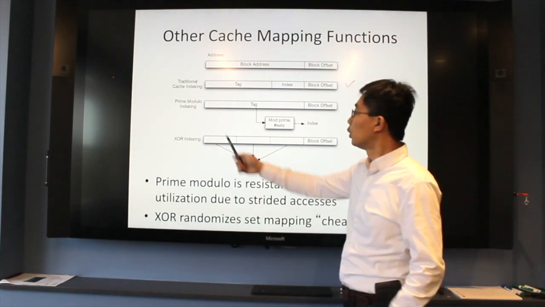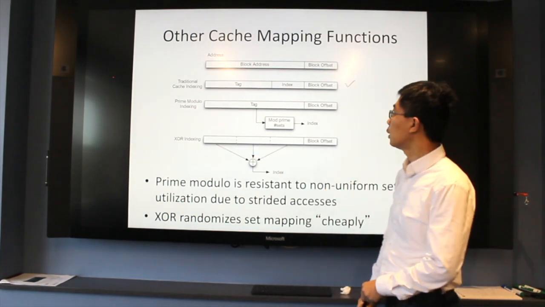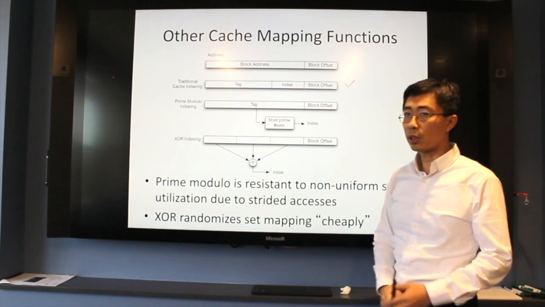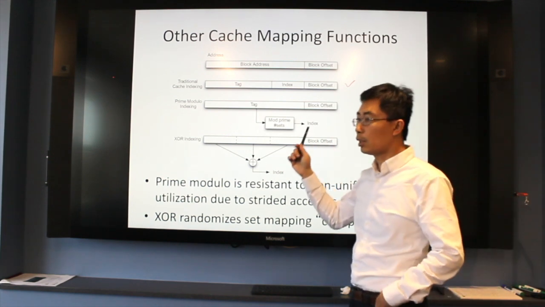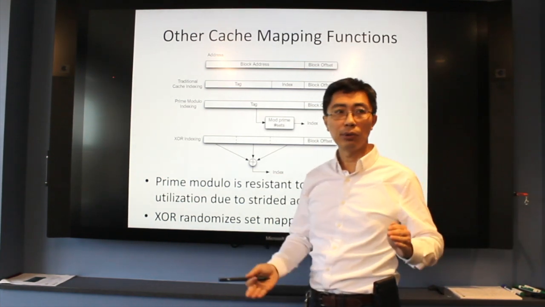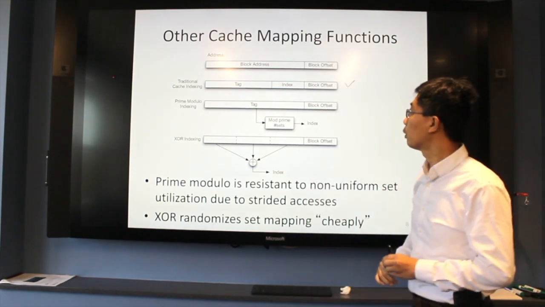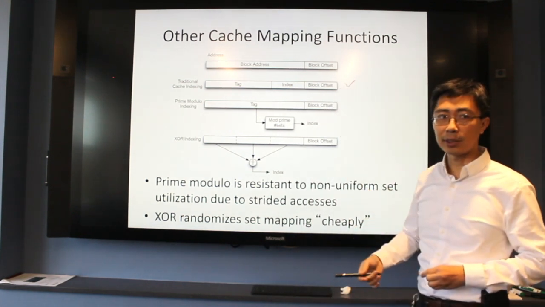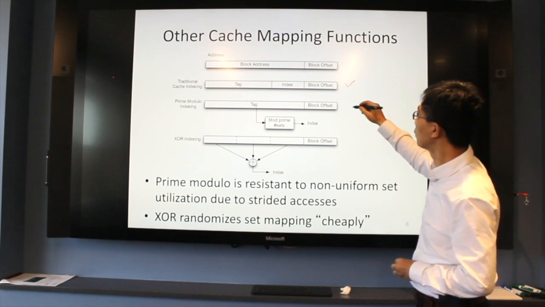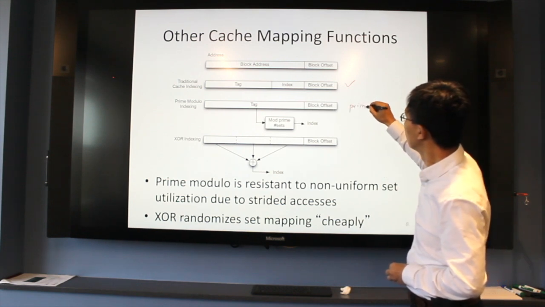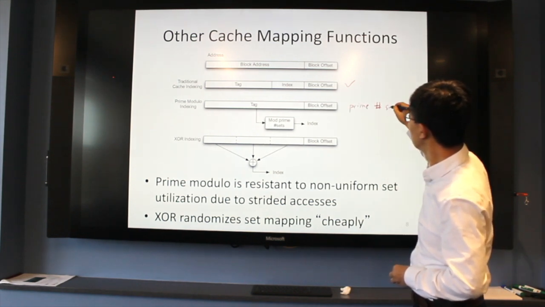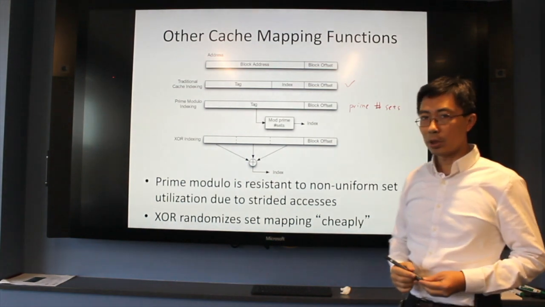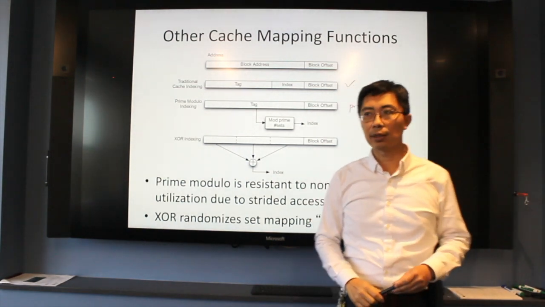For example, you could use prime modulo indexing. Prime modulo indexing works this way. Instead of a power of 2 number of sets, you're going to have a prime number of sets. What's the advantage of prime modulo indexing?